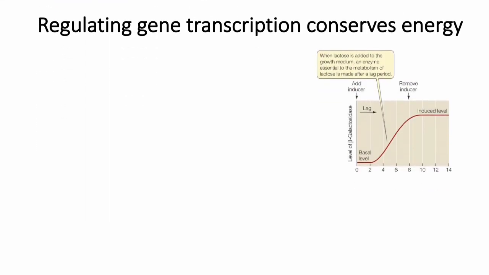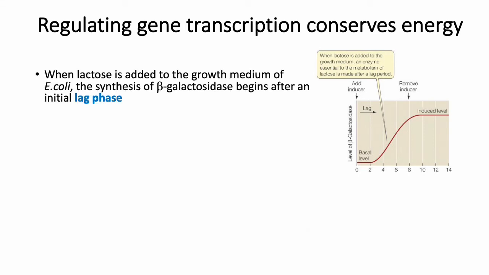In E. coli, transcription can be regulated. When lactose is added to the growth media of E. coli, synthesis of beta-galactosidase begins after an initial phase. So remember, this is like looking at a graph of the levels of beta-galactosidase over time, in minutes.